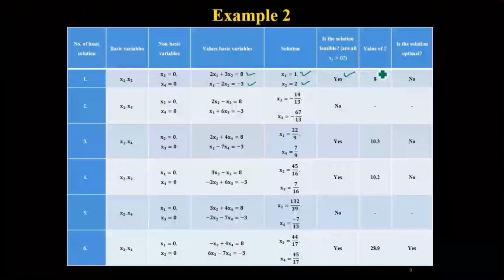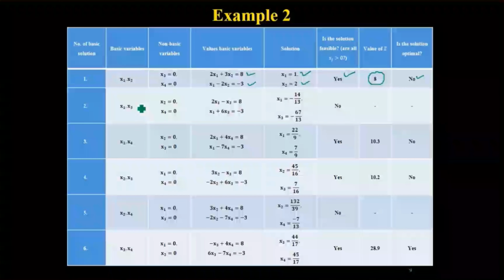For z, we have the function given there. We will put x1 value 1, x2 value 2, x3 value 0, x4 value 0, and then we get the z value as 8. And is this optimal? No, it is not optimal, so we have to proceed further.